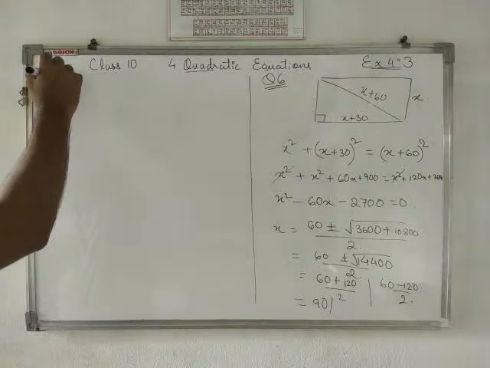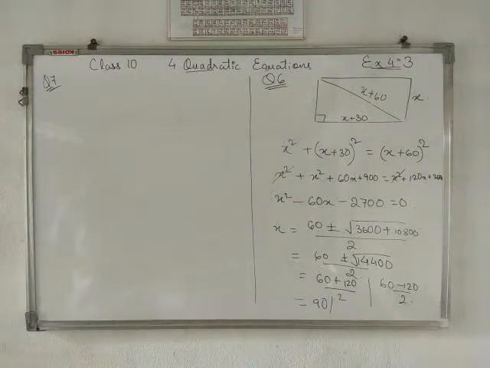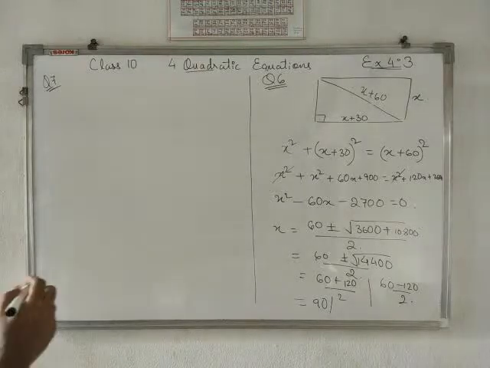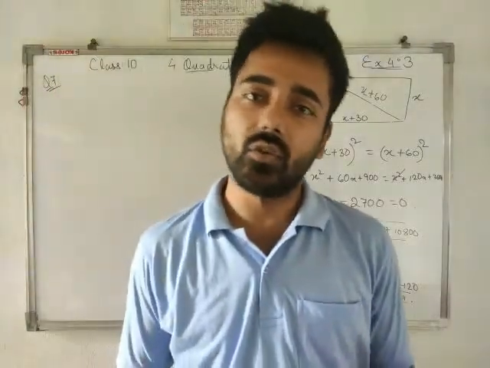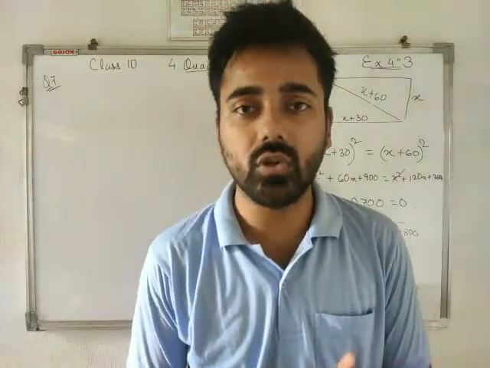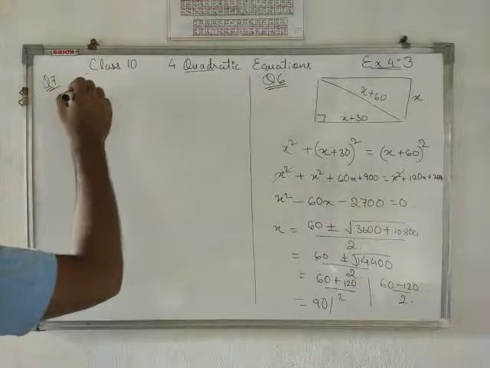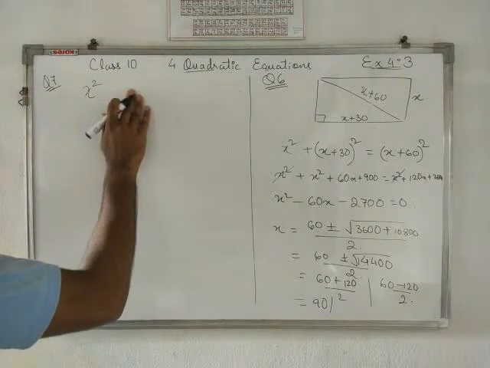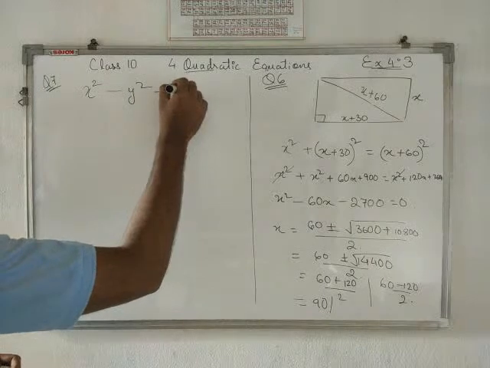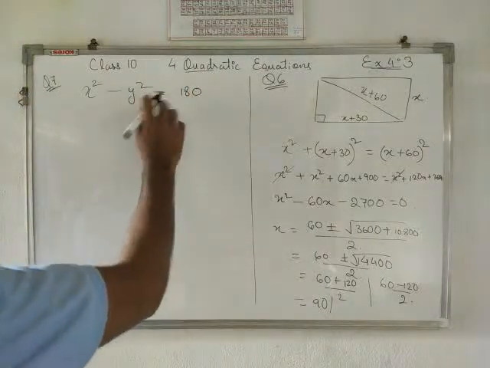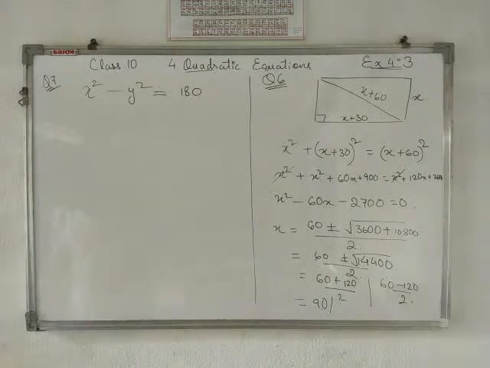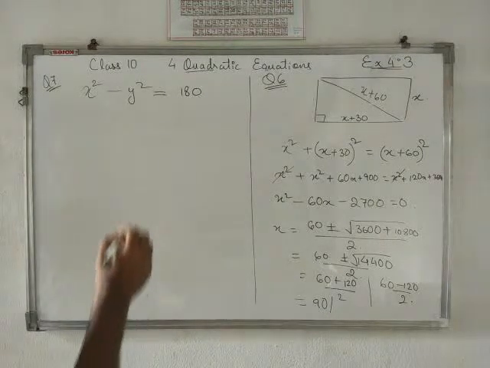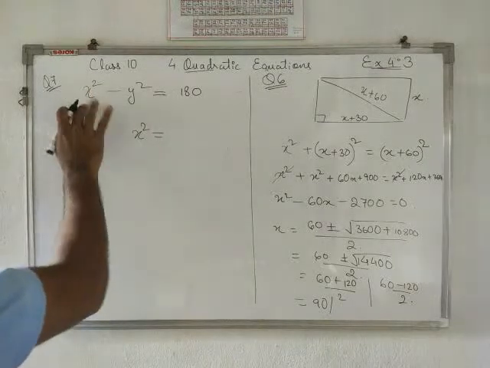Question number 7. The difference of squares of two numbers is 180. The square of the smaller number is 8 times the larger number. So again I am taking two variables. Okay, you can take one variable also, but I am taking two variables. x squared minus y squared is 180. This is what they are saying, right?